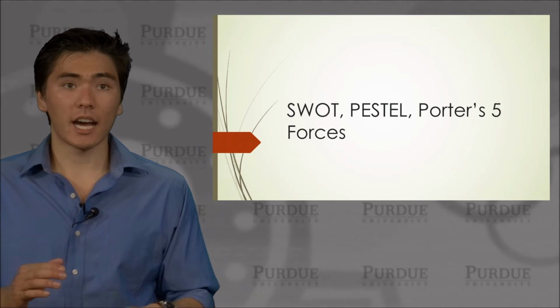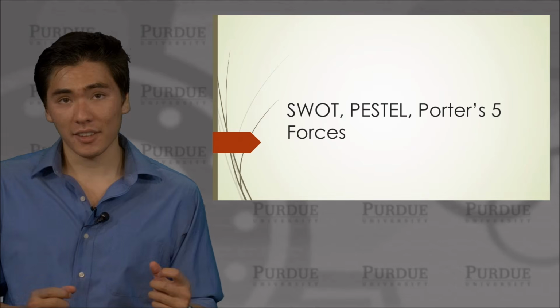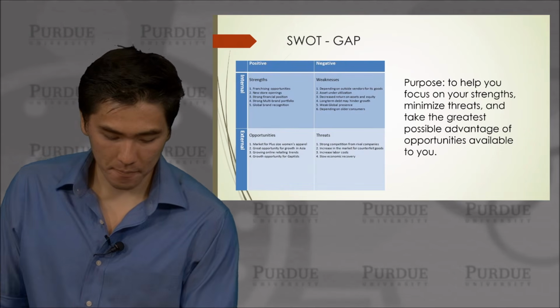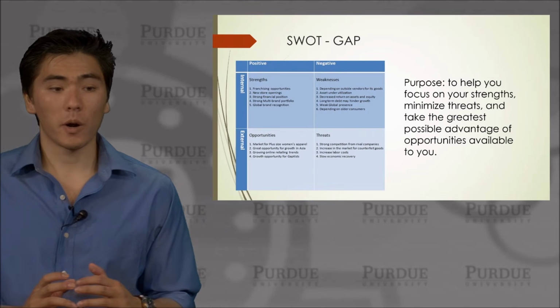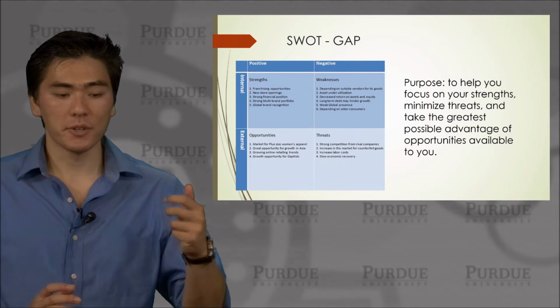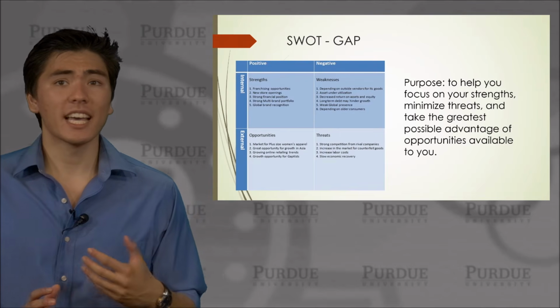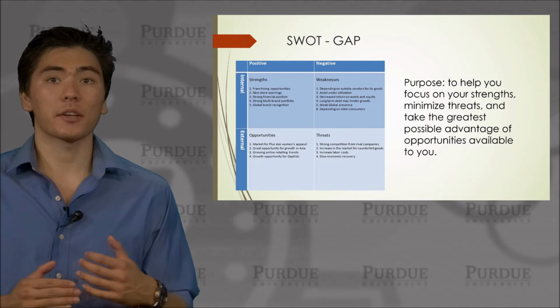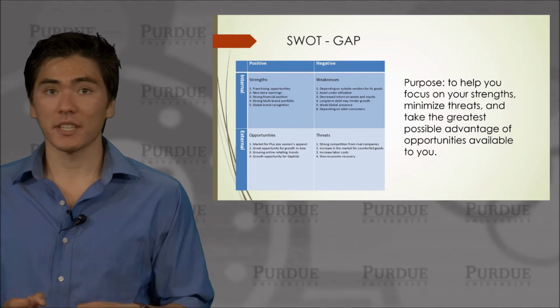On the other hand, in higher level case competitions, not having these models puts you at a huge disadvantage, so they're very important to understand. The first is the SWOT analysis. SWOT stands for strength, weakness, opportunities, and threats. The purpose of this is to help you focus on your strengths, the company, minimize the threats, and take the greatest possible advantage of opportunities available to you.